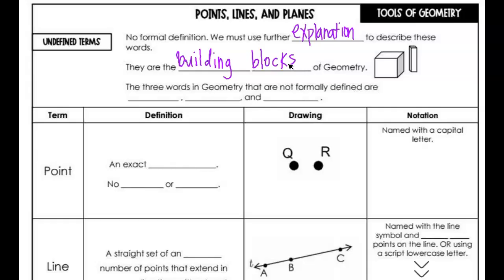More important parts of shapes and parts of the shape. So those three are points, lines, and planes. Those are the three building blocks.